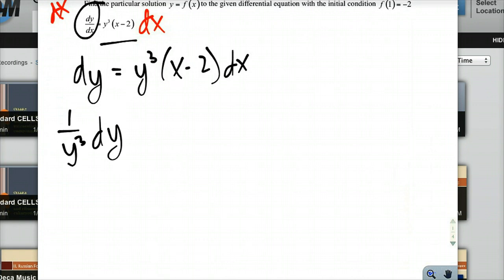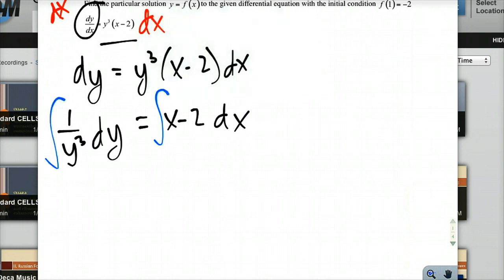So now you can see that both of the y's are on the same side, and both of the x's are on the other side. Now that that's possible, I can integrate both sides. In the past I couldn't integrate because the y's and x's were on separate sides, so now I'm going to take my integration sign and apply it to both sides.